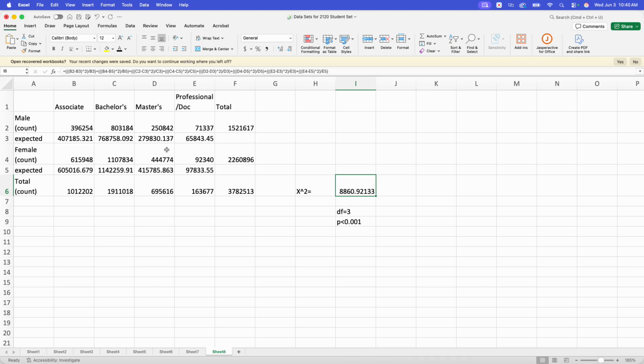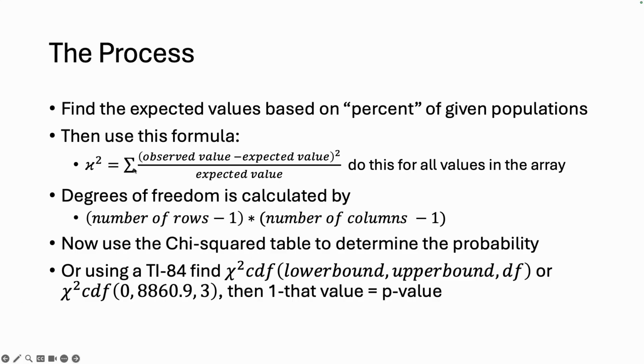8860.92133. Okay, so when I do all of those calculations based upon this formula right here, observed value minus expected value squared divided by expected value, and this little sigma right here, this E-looking thing, that means add all these things together. So do it for each individual piece, each individual row-column combination. You do all those together, and when you do that, you get some value. That's your chi-squared statistical value.